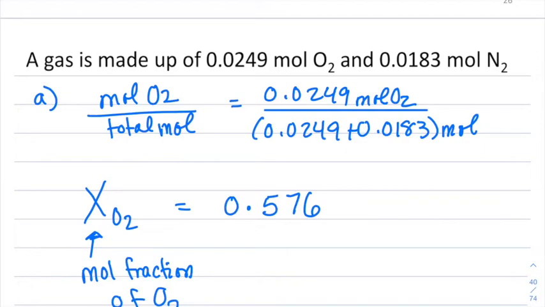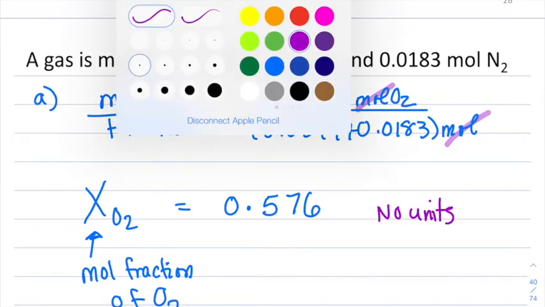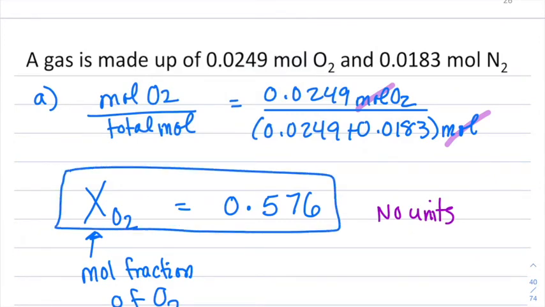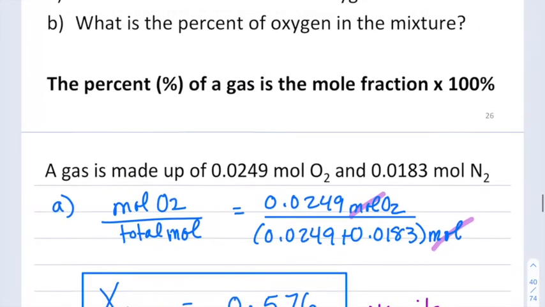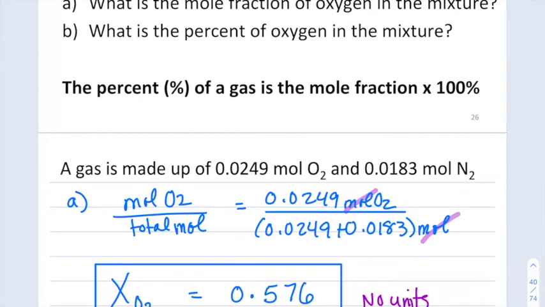Excellent. All right, so mole fractions have no units. The reason they have no units is because the moles cancel with the moles. So here is our mole fraction of O2. The moles of O2 divided by the total moles, and again, you do have to do the division. You can't leave it in fraction form. All right, so questions on part A there, the mole fraction of oxygen in the mixture. All right, so part B asks for the percent of oxygen in the mixture.